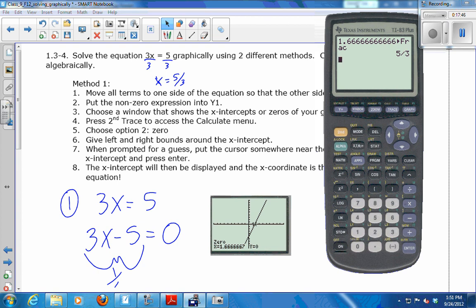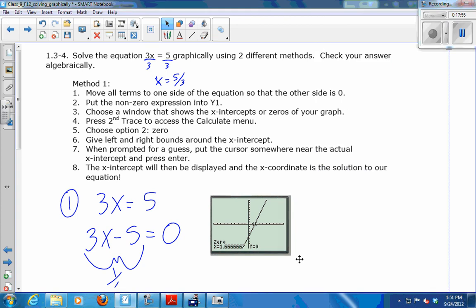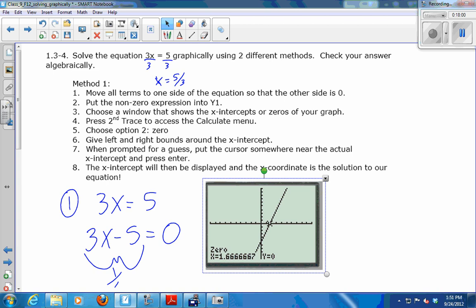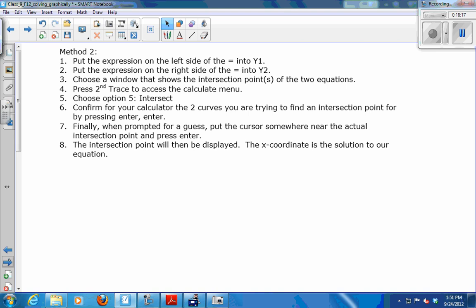Yeah, very true. So the x-intercept ended up being the x-coordinate of this graph, of the x-intercept of the graph. Did everybody get that to come out on their calculator? All right, then I'll show you method 2.